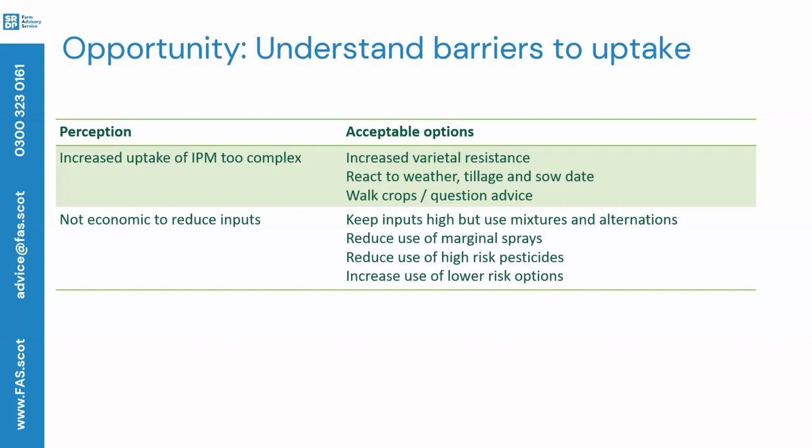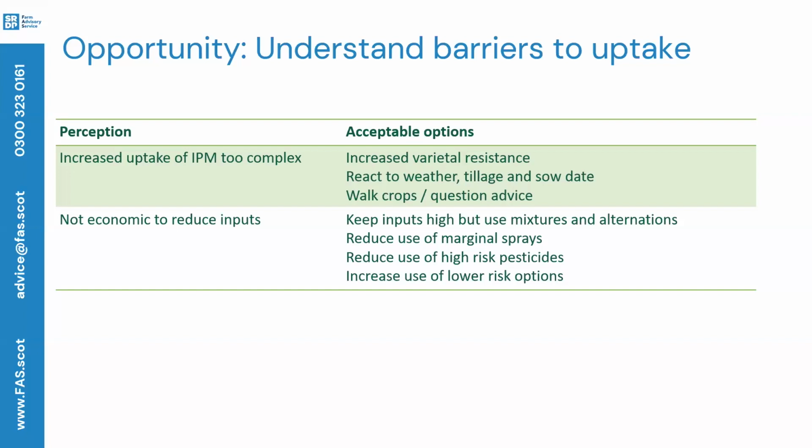So do the easy bits. Almost everyone thinks about varietal resistance. You're all thinking about weather, tillage, sow date, and you're all looking at the crops. So there are easy, acceptable options within the more complex set of IPM mixes. And then sometimes the retort I get is that it's not economic to reduce inputs. And that may well be the case if you're really facing very high pest, weed or disease pressure. But even there are things you can do.